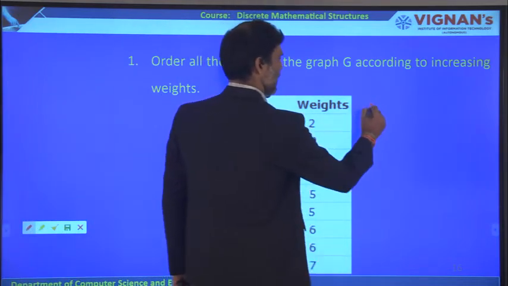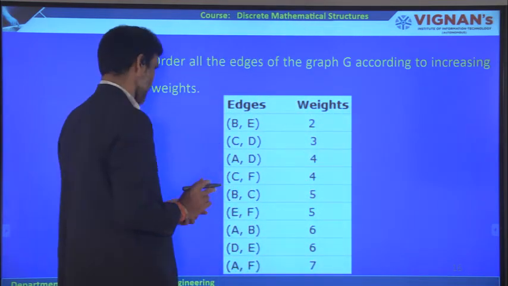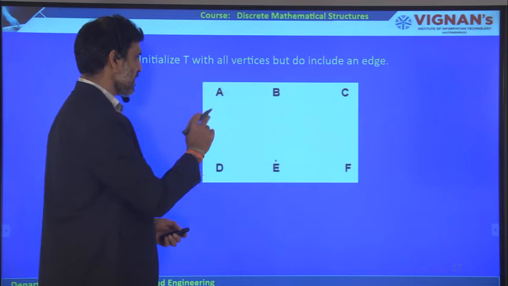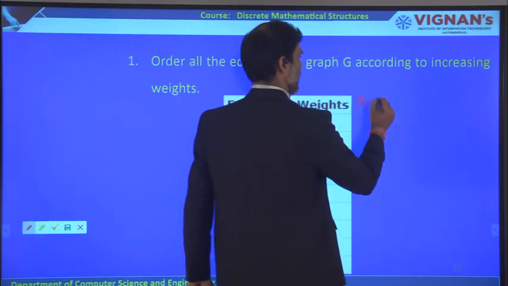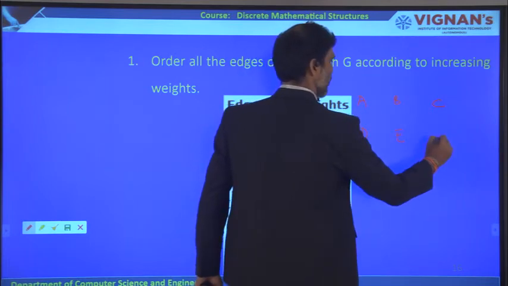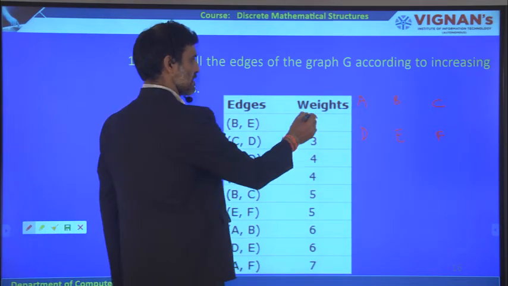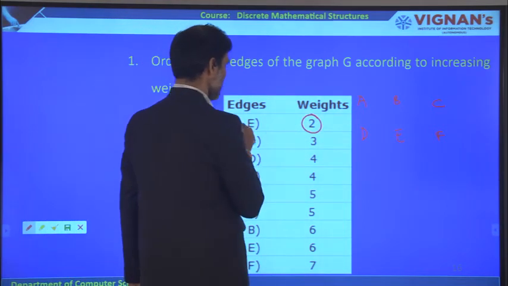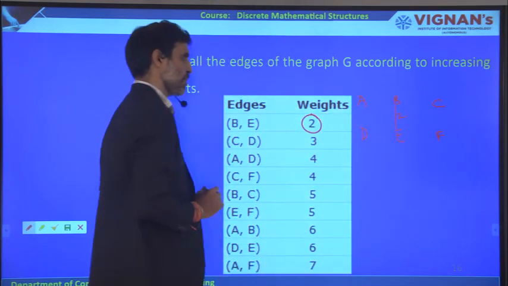I am taking A, B. So let us try to take the form A, B, C, D, E, F. This is the way we have to take. Now let us take here A, B, C, D, E, F. So how do I join, how do I take the edges? First, what is the smallest weight edge here? It is BE. So first you have to connect BE with a weight 2.